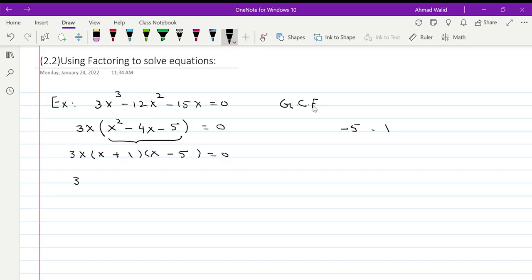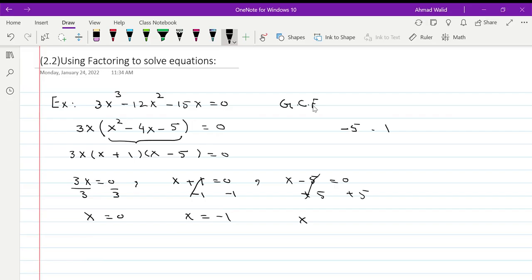It means 3x equals 0, one equation, I will solve it. x plus 1 equals 0, another equation, I will solve it. And x minus 5 equals 0, I will solve it. From here, divide by 3 on both sides, then x equals 0. Here, subtract 1 from both sides, x equals negative 1. And here, add 5 to both sides, x is equal to 5. 3 answers, or 3 roots, or 3 solutions, whatever you name it.